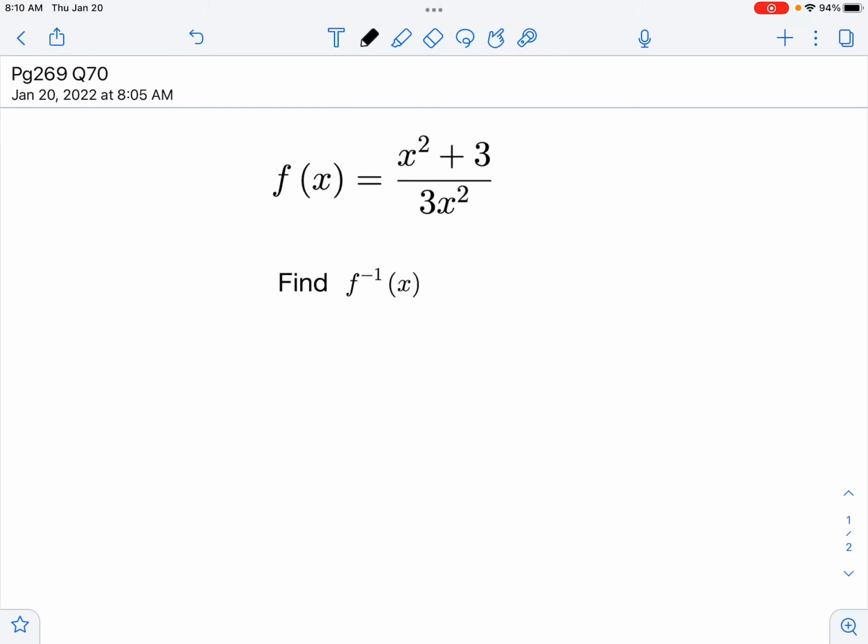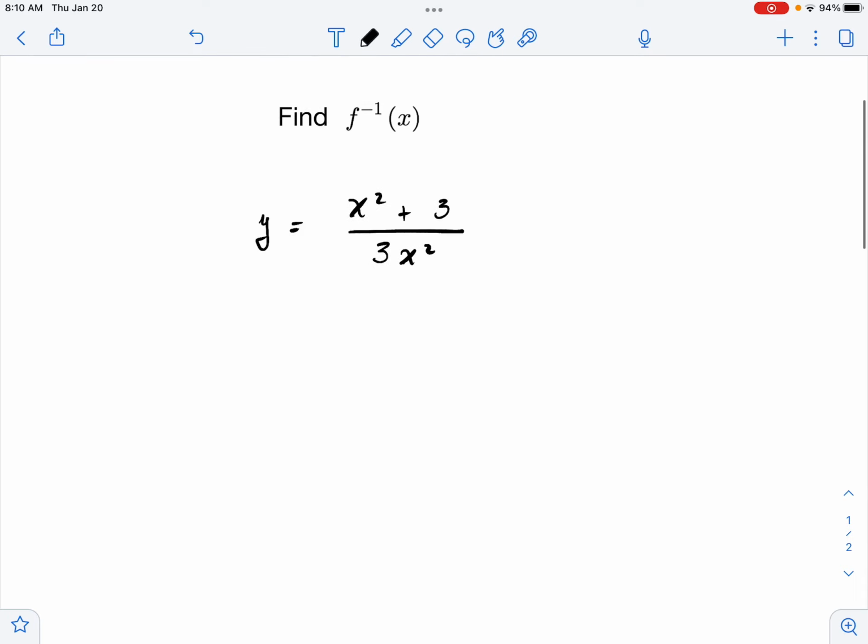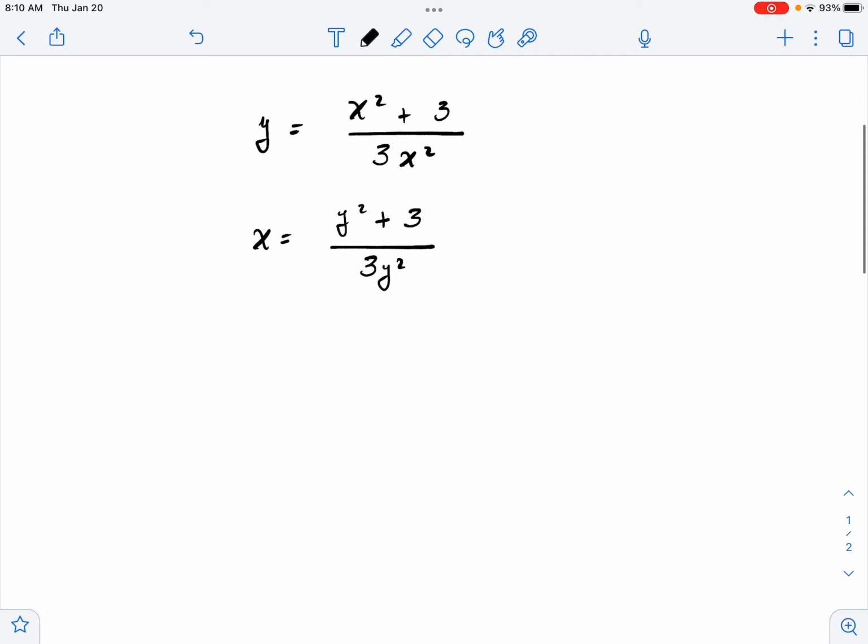Okay, so in this problem, I am going to find the inverse of f of x. So our first step, I'm going to write this as y equals (x squared plus 3) all over 3x squared. And I'm going to interchange my x's and my y's. So I'm going to have x equals (y squared plus 3) all over 3y squared. And now I'm going to solve for y.